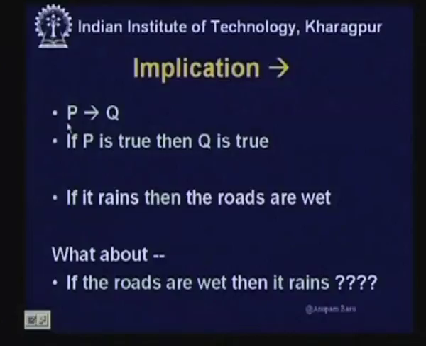So in the case of implication, when we write P implies Q, that means if P is true, then Q is true. But Q can be true even if P is false. Now this is a sufficient condition, but not a necessary condition.